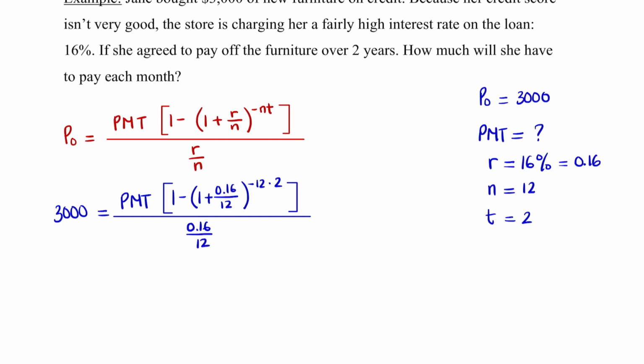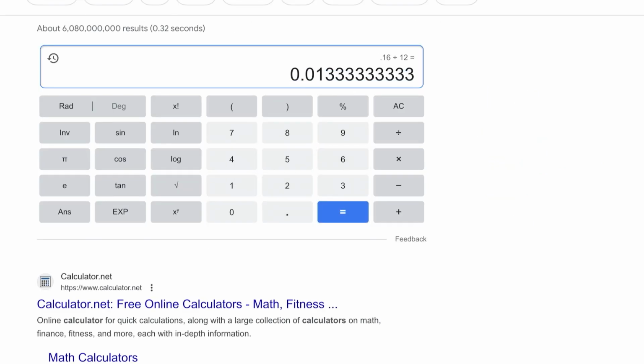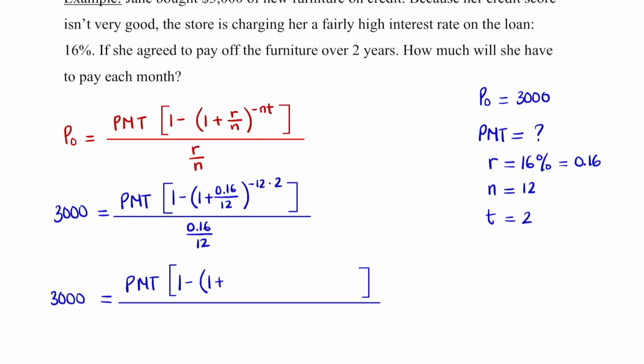First, I'll take 0.16 divided by 12. I get 0.0133333333. The digit 3 will keep going forever. Again, this is not your last step, so you are not allowed to round this number. So carry as many digits as you have to. Carry at least 7 or 9 digits. And negative 12 times 2 is negative 24.